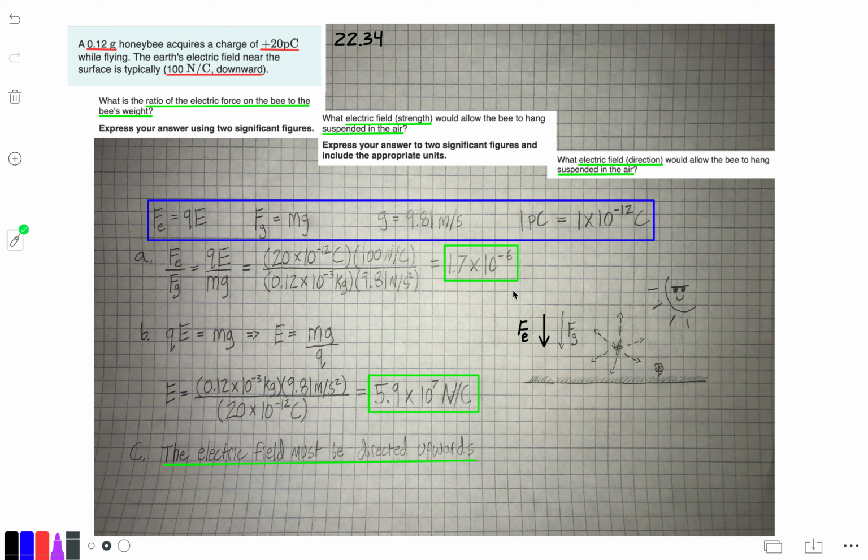And for this suspension problem, we're also asked in what direction the field would allow the bee to be suspended in the air. In our normal Earth system, we have our force of the electric field pointing downwards, and the bee is having to fight that as it flies, right? As well as force due to gravity. If the electric field, however, was going upwards, then the bee would just be able to kind of float. Or I guess the charged bee would be able to float, and just kind of be suspended.